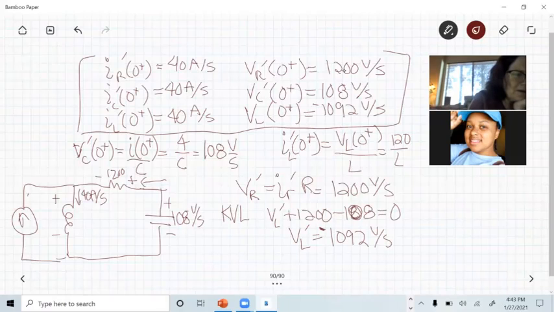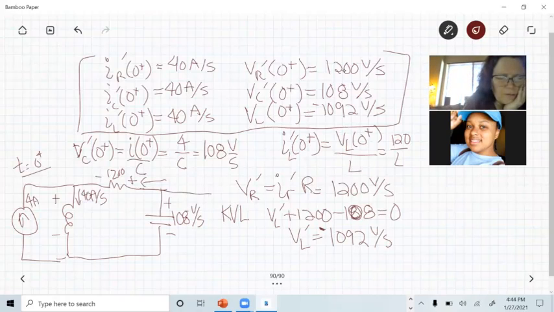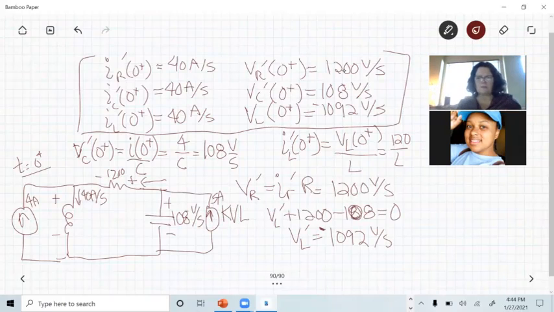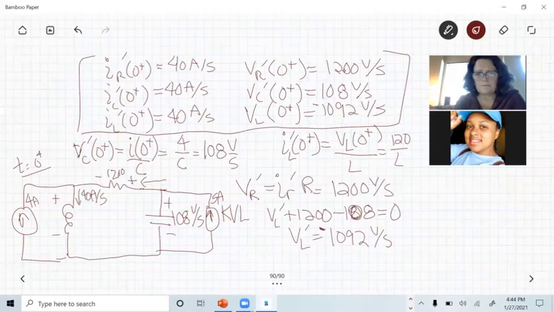That's a good point. So I have this at 0+. I have the 4 amp source in there because it's already switched on. I have the 5 amp source in there because it's been switched on. But these are DC sources at this point. The rate of change of this DC source is 0. That's why I took it out.